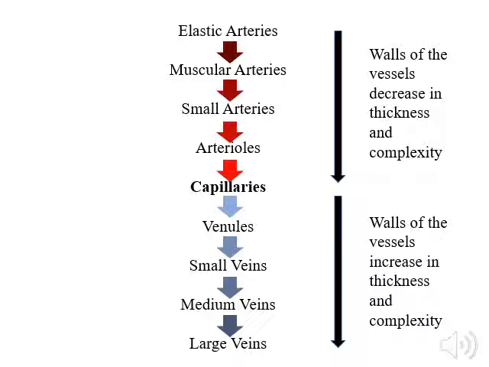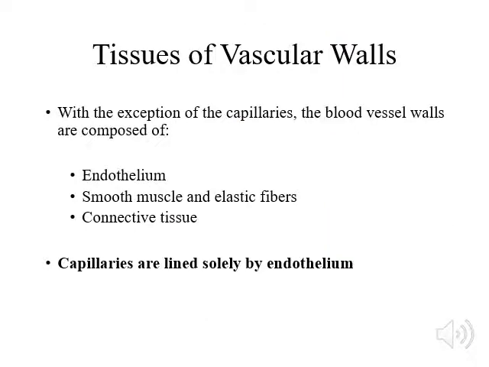From the capillaries, we move into venules, which are the smallest veins. From the venules, we move into small veins, then to medium veins, and lastly into large veins as we return to the heart. So let's make our way through the microscopic appearance of these various types of blood vessels. All of our blood vessels, with the exception of the capillaries, contain endothelium as well as smooth muscle and connective tissue within their walls. The capillaries are solely lined by endothelium, so we have no connective tissue within their walls.